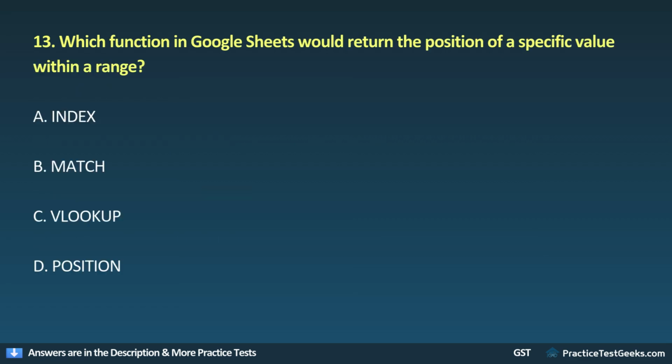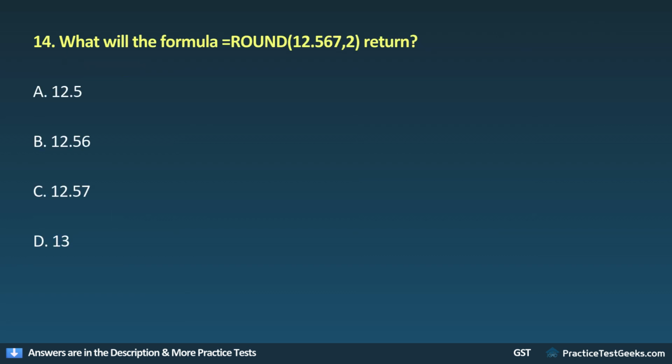13. Which function in Google Sheets would return the position of a specific value within a range? A. Index. B. Match. C. Lookup. D. Position. 14. What will the formula =ROUND(12.567, 2) return? A. 12.5. B. 1256. C. 12.57. D. 13.